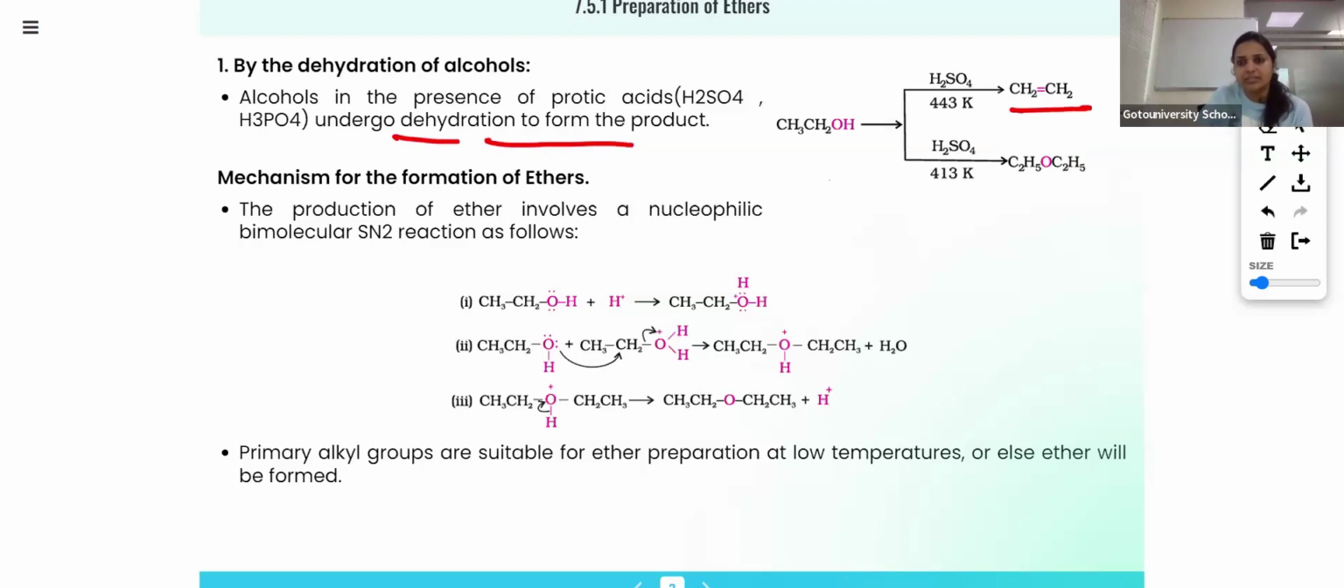Okay, so this is alkene and this is ether. What is the difference here? Here the condition is different. We need the ethers, right? So we have to use the condition 413 Kelvin. And the reagent is the same, sulfuric acid.